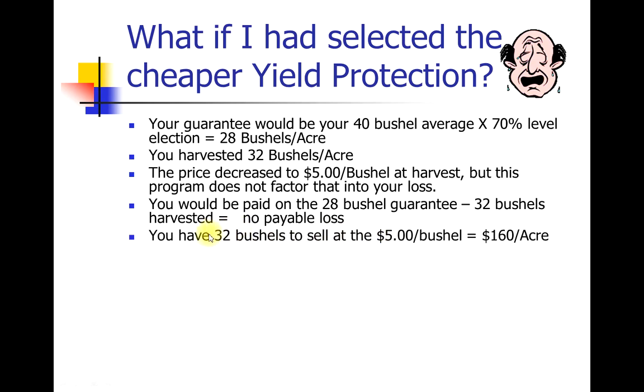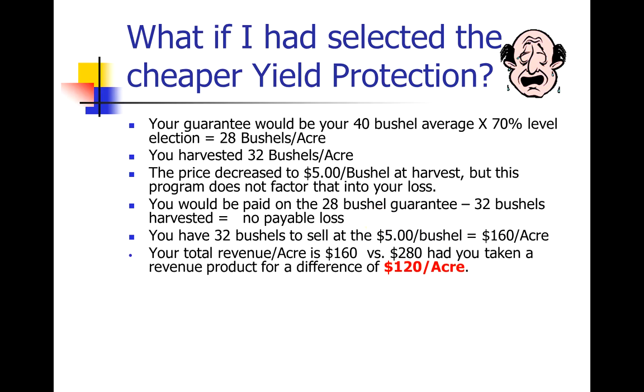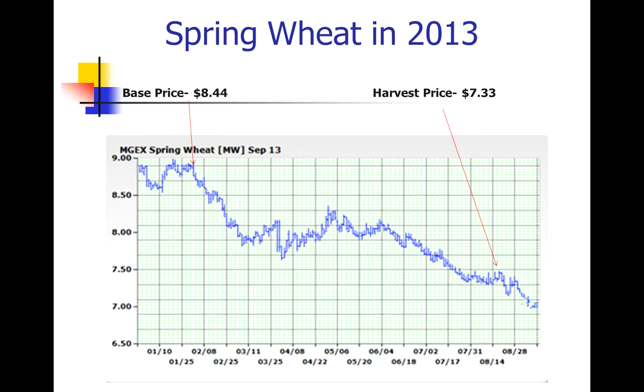You have 32 bushels to sell at harvest for $5 a bushel, so you really only realized $160 an acre on your farm at the elevator if you didn't market that grain ahead. And so your total revenue is only $160 an acre versus $280 had you taken the revenue product. This basically ended up costing you $120 an acre gross revenue on your farm for saving a couple dollars an acre in premium.